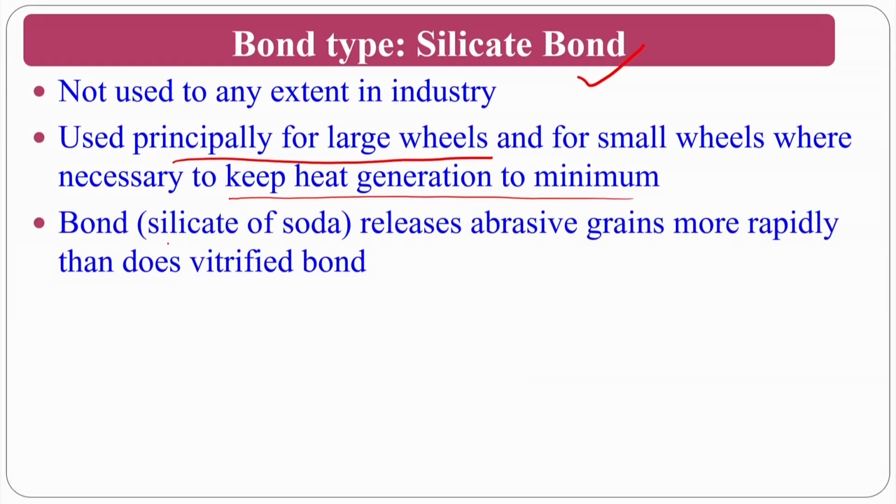Silicate bond is normally made up of silicate of soda, which releases the abrasive grains more rapidly. That means this is one of the soft wheels.